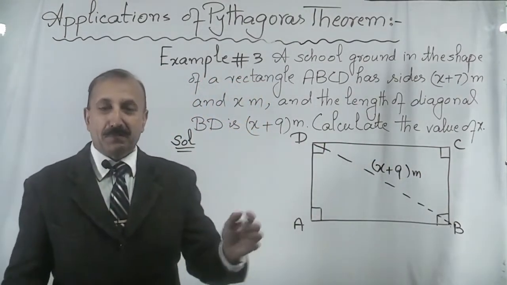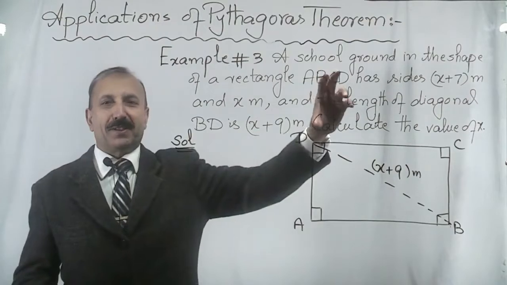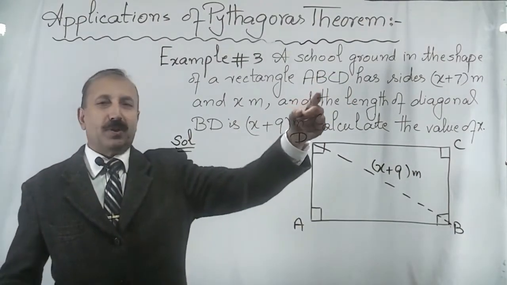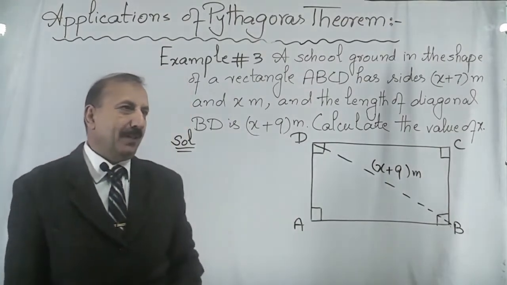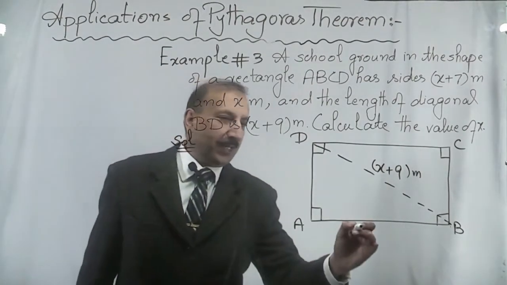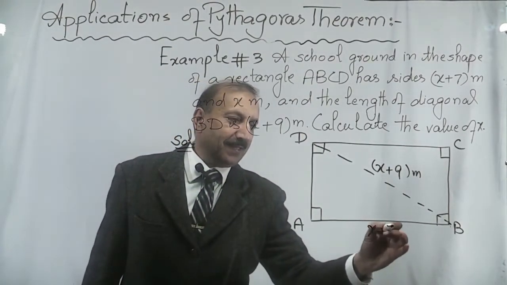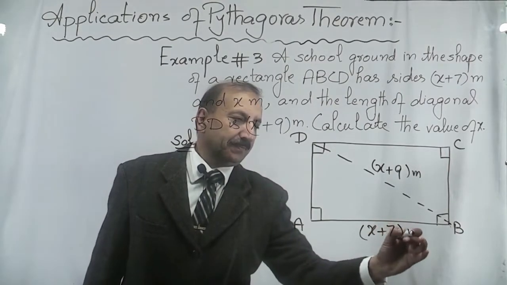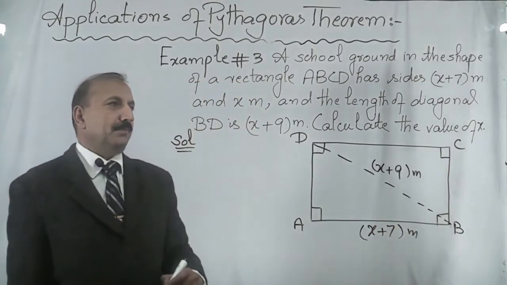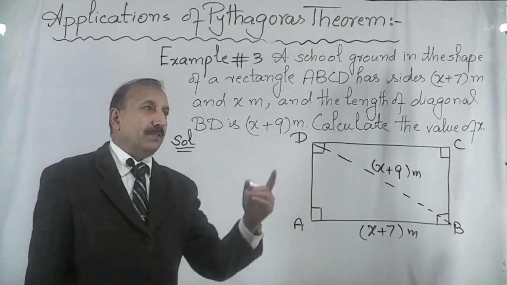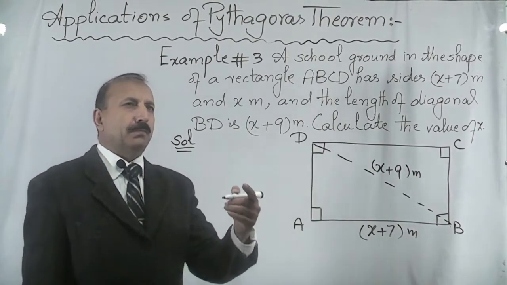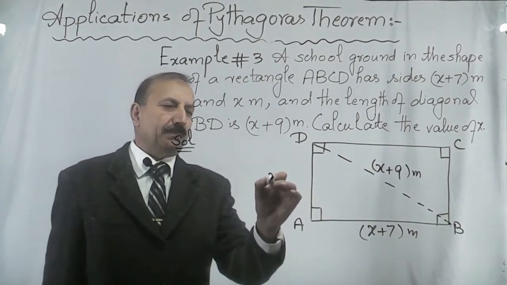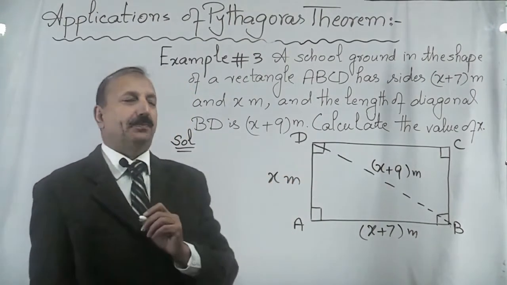So we have developed the figure according to the given condition. There is a rectangular ground. I have made a rectangle. Its length is given, that is x plus 7 meter, and its breadth is given, this is x meter here.